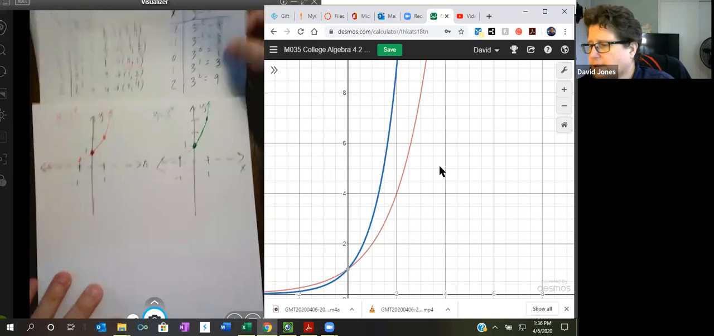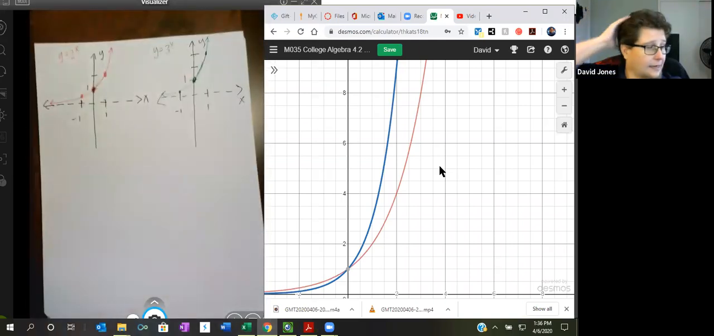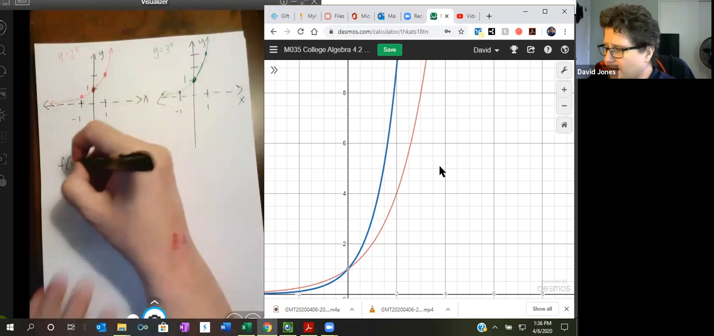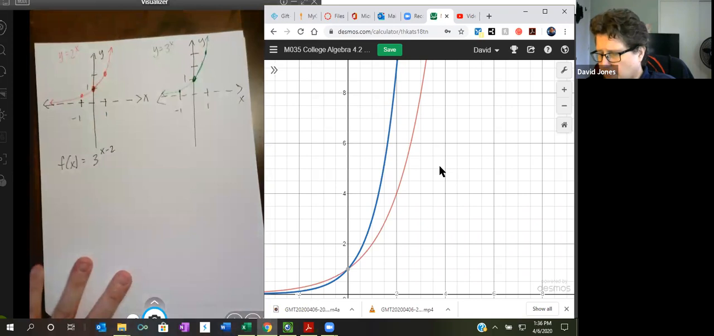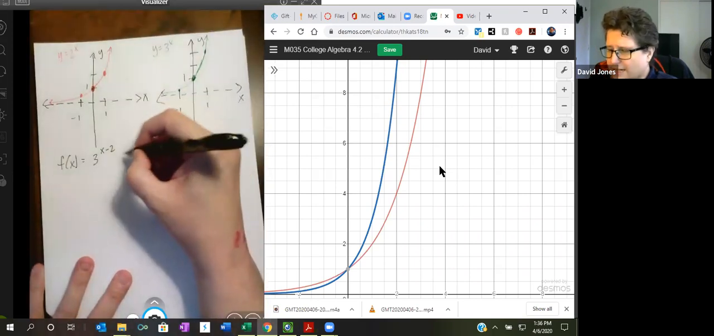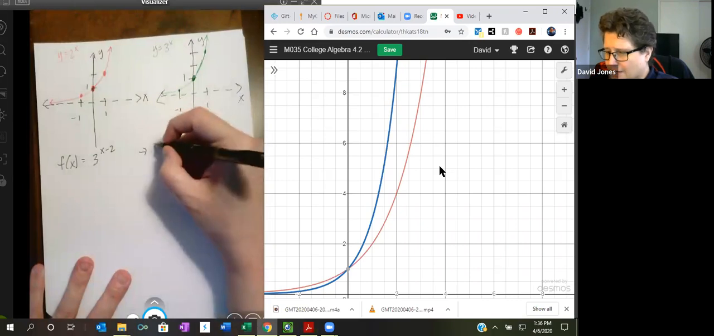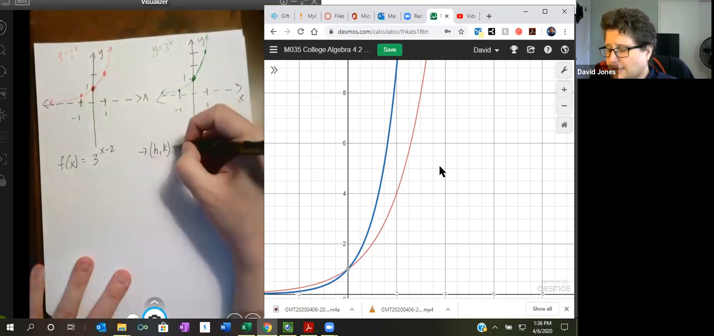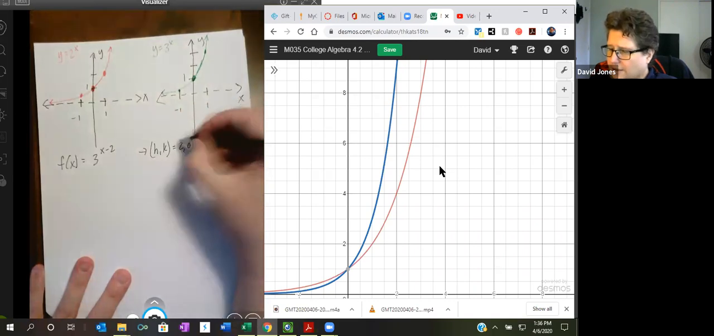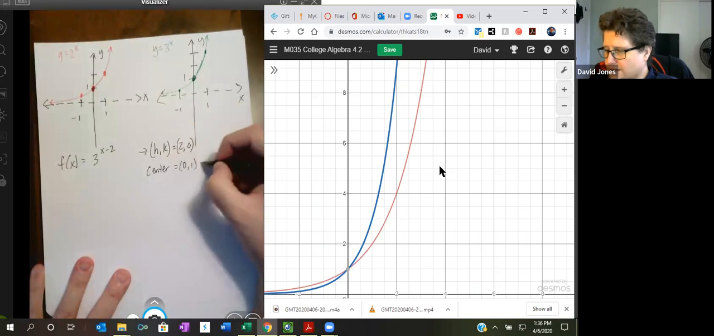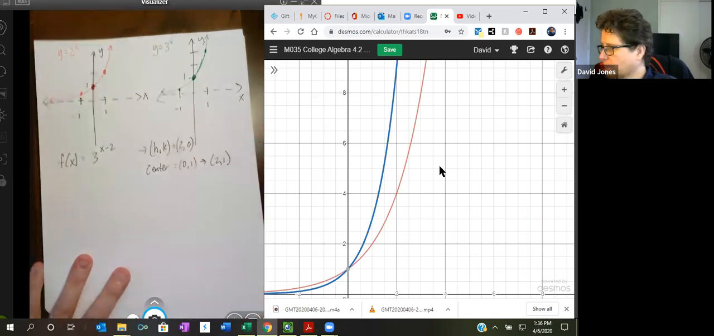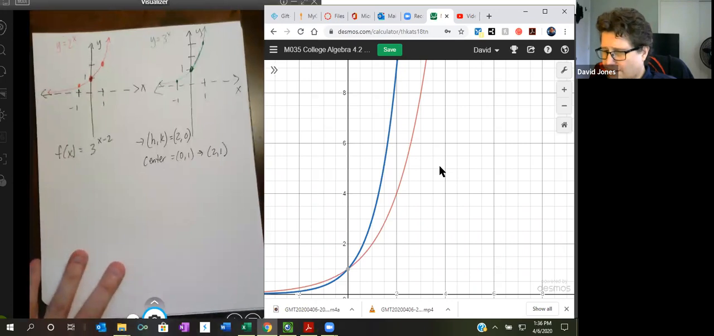All right. Let's explore that x minus h plus k thing. Let's do it with our 3 to the x. So let's look at f of x equals 3 to the x minus 2. This is effectively plus 0. h, k is 2, 0. So our center shifts from 0, 1 to 2, 1. And that's all we're doing.